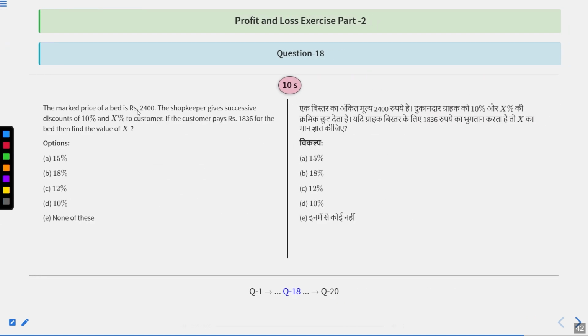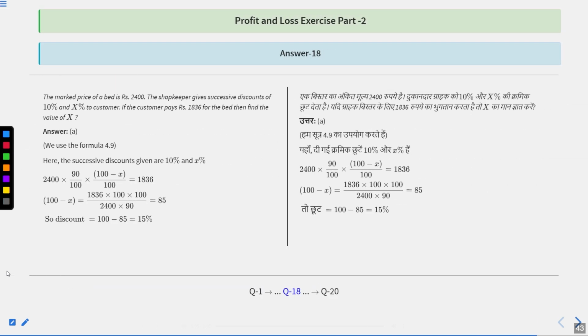The marked price of a bed is 2400. The shopkeeper gives successive discounts of 10% and X% to the customer. If the customer pays 1836 for the bed, then find the value of X. You have 5 options and 10 seconds to analyze the question. Your time starts now. Now time's up. Let's see the solution.